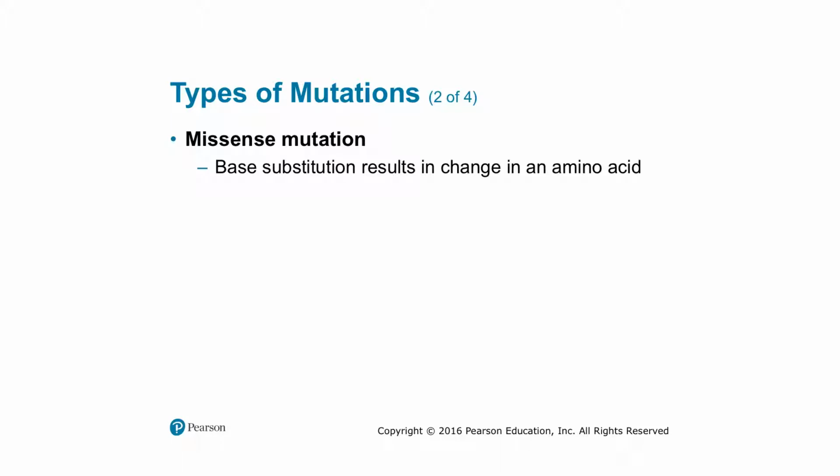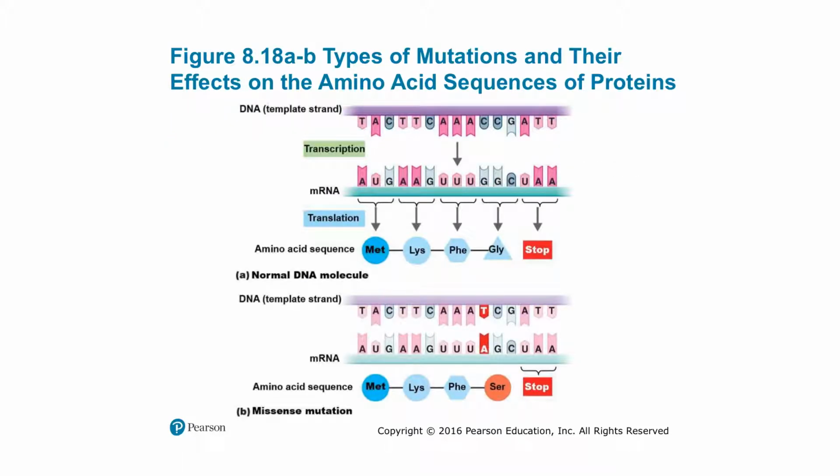A missense mutation is where the base substitution results in a change in an amino acid. Here you can see the DNA template strand that's going to be transcribed into mRNA, and we get this normal DNA sequence: methionine, lysine, phenylalanine, and glycine, and then a stop. In a missense mutation, we get a methionine, a lysine, a phenylalanine, and a serine. What's happened here is this very last one: instead of having a G and a C, we've had an A and a T. And so this is that missense mutation.